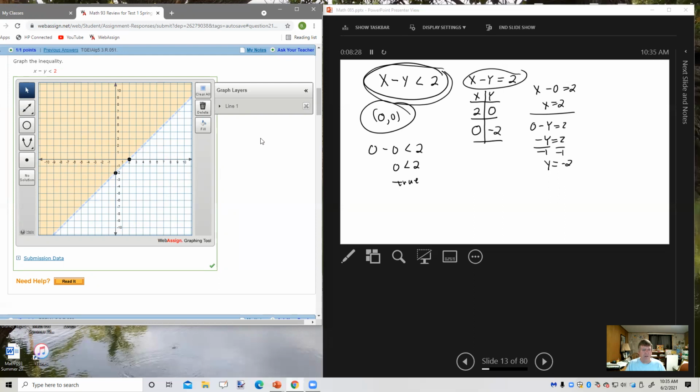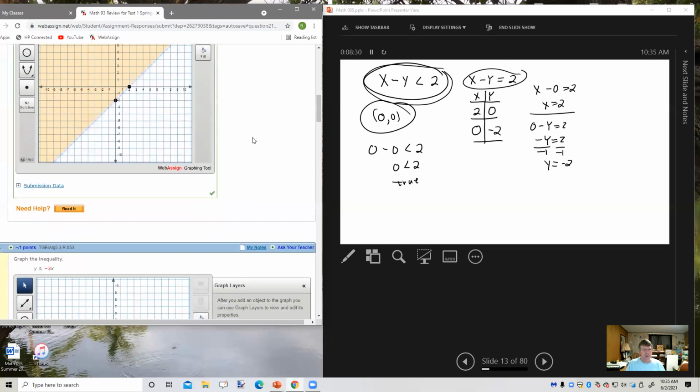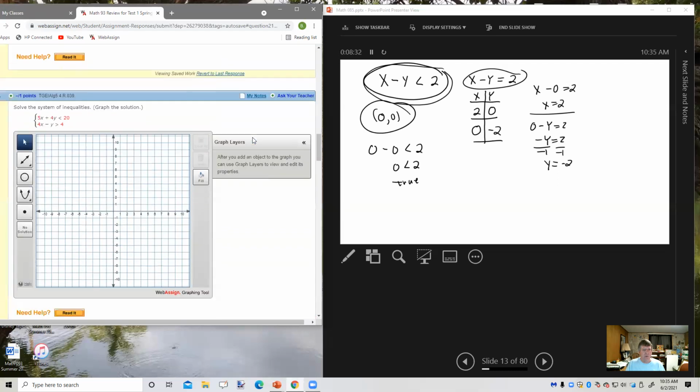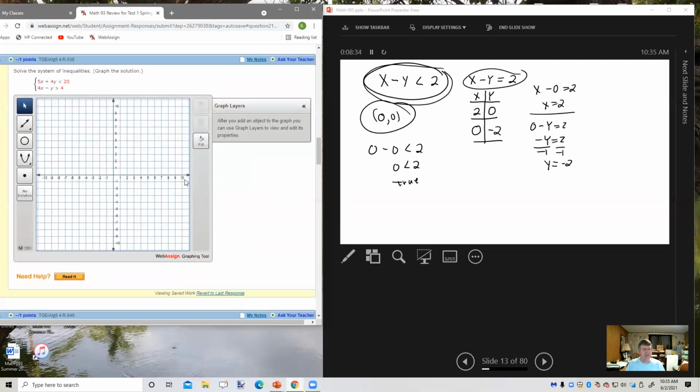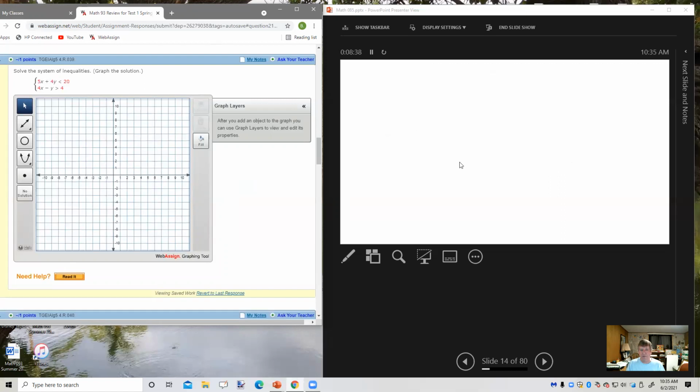All right, we're going to go on now to another problem where we're graphing a system of inequalities. So we have two solutions to graph. Okay, so let's take the first one, which is 5x plus 4y less than 20.